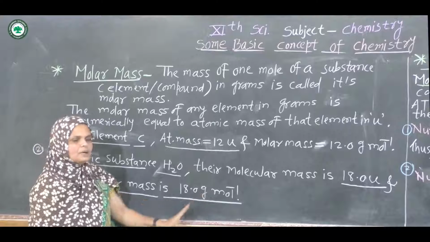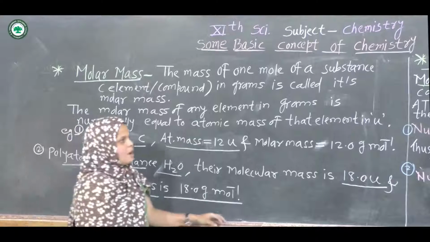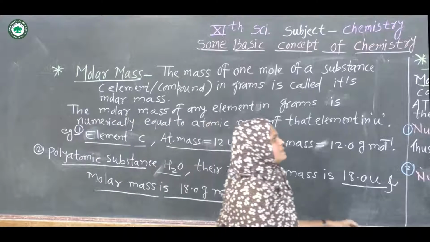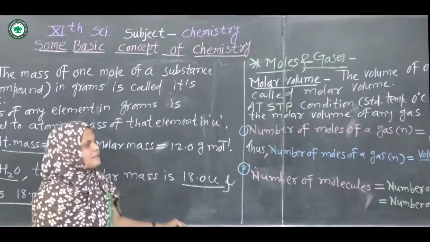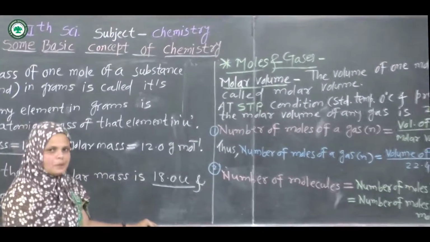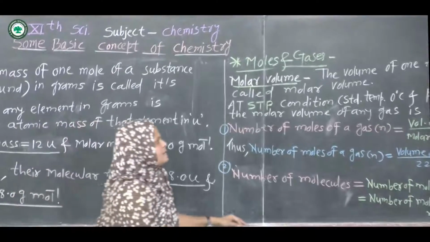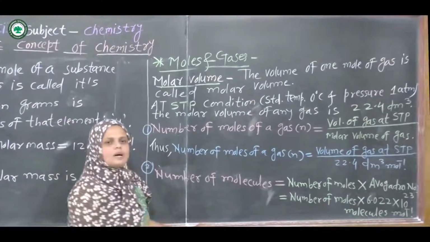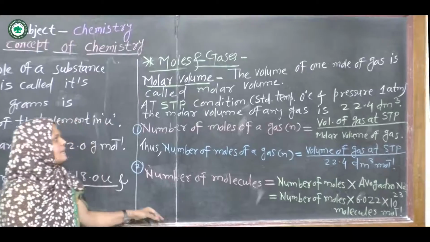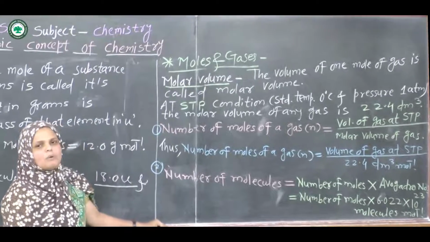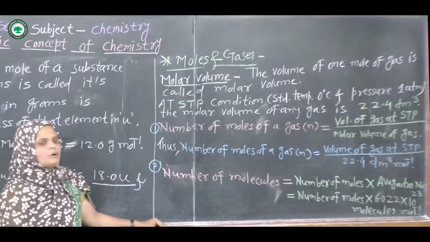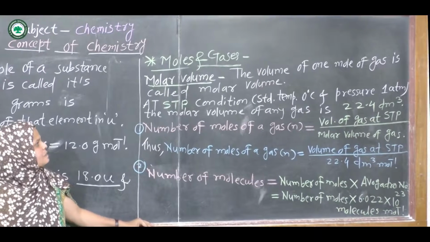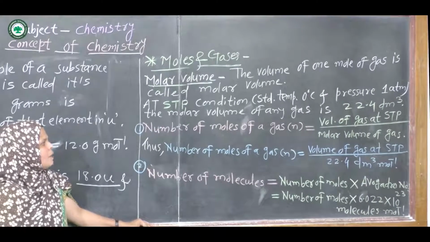Next point we see here, moles and gases. In this we say what is the molar volume. Molar volume means the volume of 1 mole of gas is called molar volume. The volume of 1 mole of gas is called its molar volume.